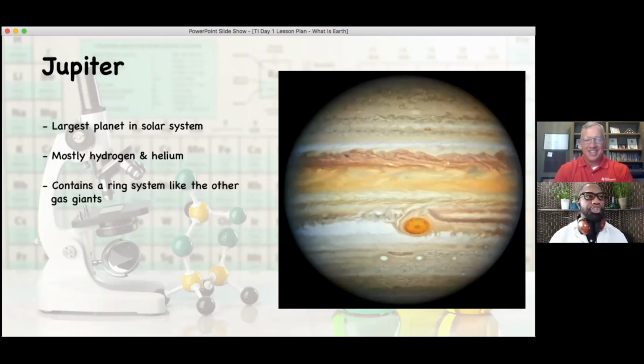And so Jupiter, another fun fact about Jupiter, we compare it to some of our other planets, it actually does have a small ring system. It's not as visible as the next planet that we're going to talk about, but it's a very, very faint ring system. And that's also due to its orbit as well.